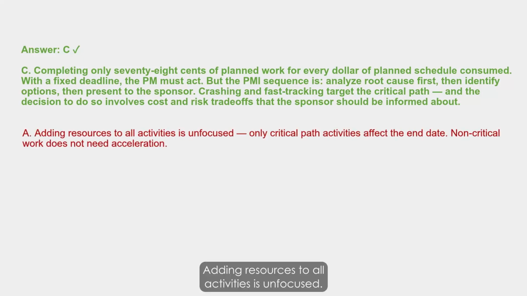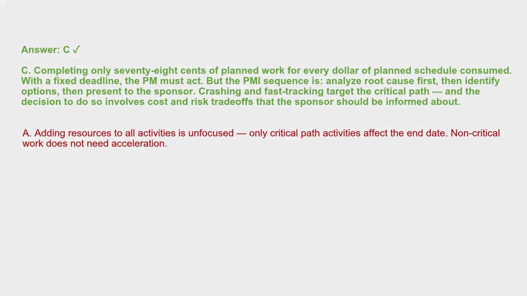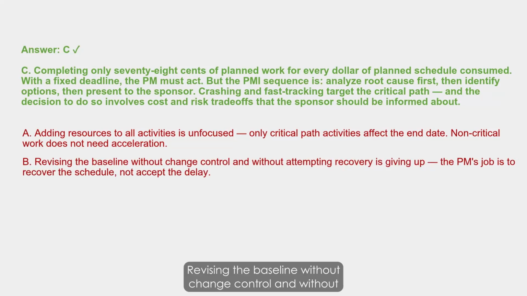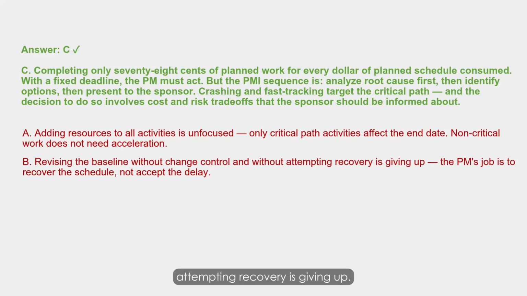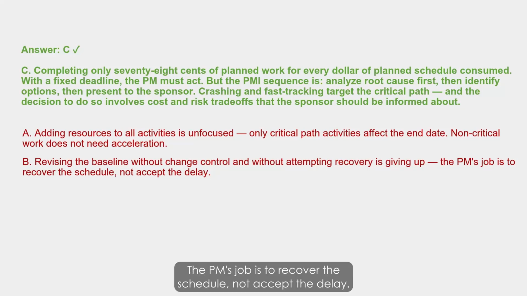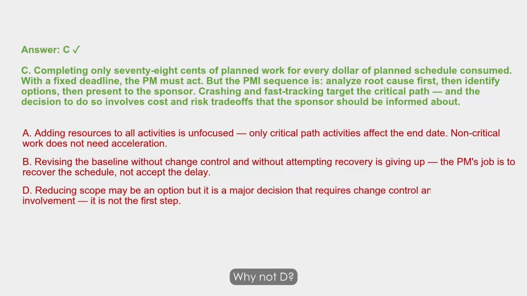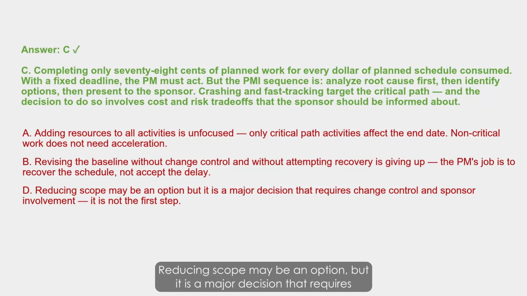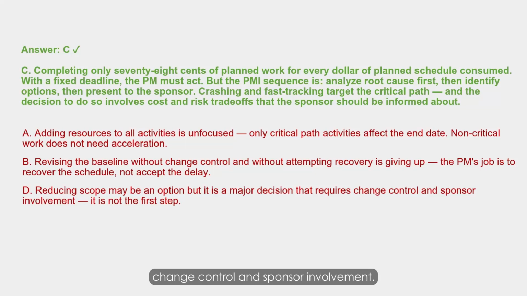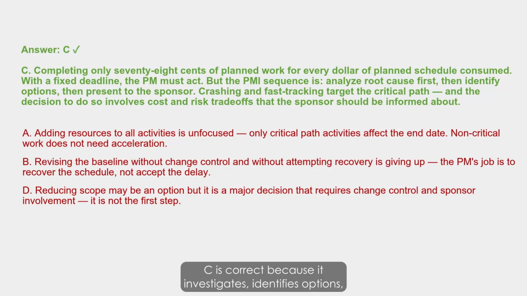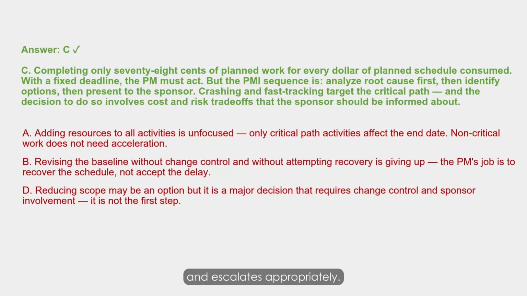Why not A? Adding resources to all activities is unfocused. Only critical path activities affect the end date. Non-critical work does not need acceleration. Why not B? Revising the baseline without change control and without attempting recovery is giving up. The PM's job is to recover the schedule, not accept the delay. Why not D? Reducing scope may be an option, but it is a major decision that requires change control and sponsor involvement. It is not the first step. C is correct because it investigates, identifies options, and escalates appropriately.